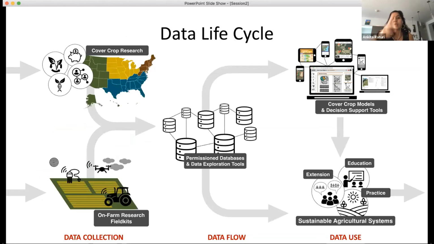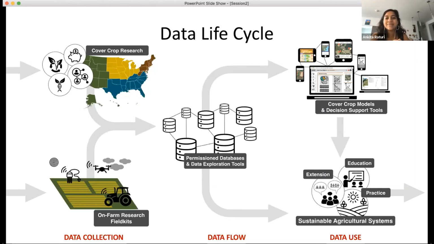So, if we reframe that information ecology diagram to actually describe what the data life cycle looks like, we have data coming from these research stations as well as the on-farm projects. We have them going through a variety of permission databases and data exploration tools, and then we will have all these different use cases between the decision support tools and models, but also the work that's being done by extension and education that we'll hear about after the jump.